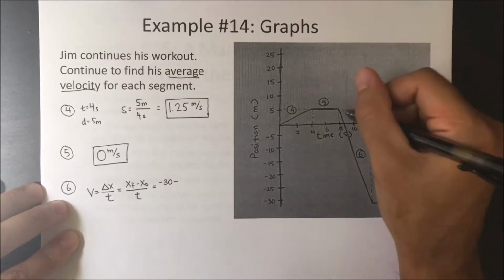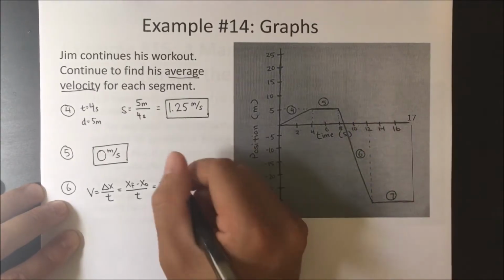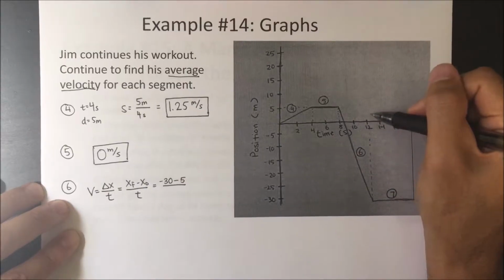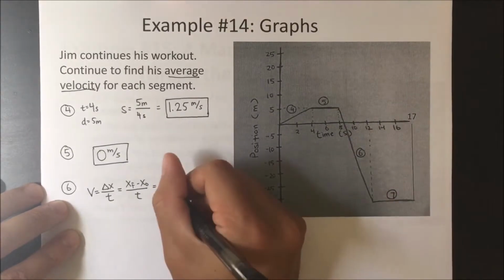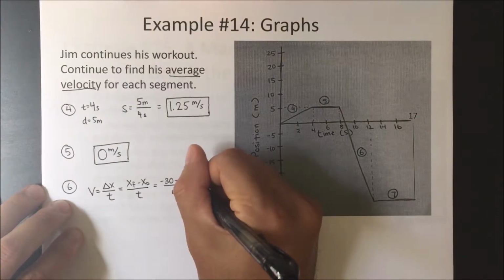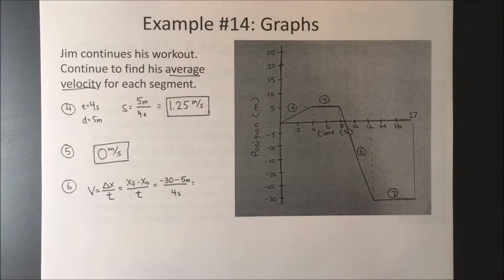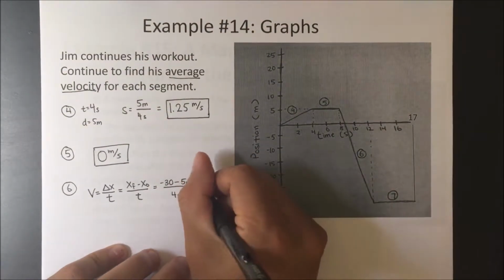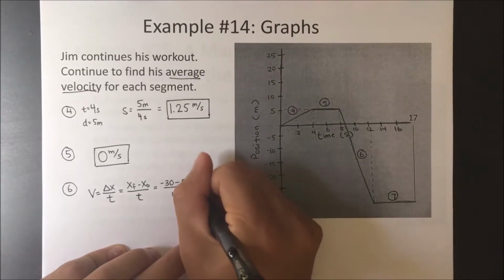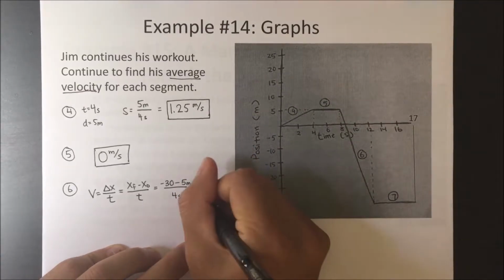So we know the final position over here is negative 30 minus the initial position over here, which is 5. The time it takes goes from 8 to 12, so that is equal to 4 seconds. And then, let me put this in meters over here. And then we can find that this gives us negative 35 divided by 4, which is negative 8.75 meters per second. What we can see is that he's starting to run back.